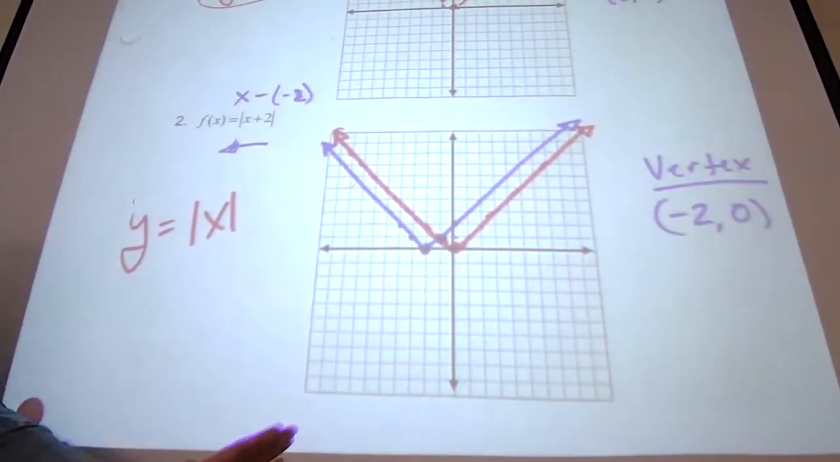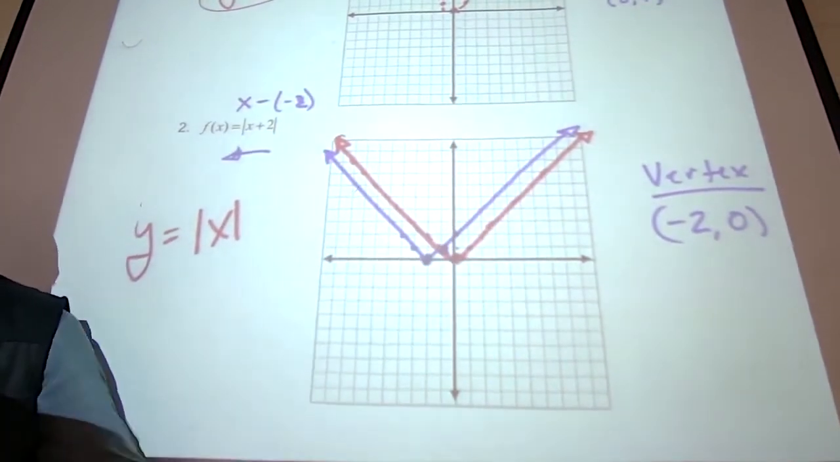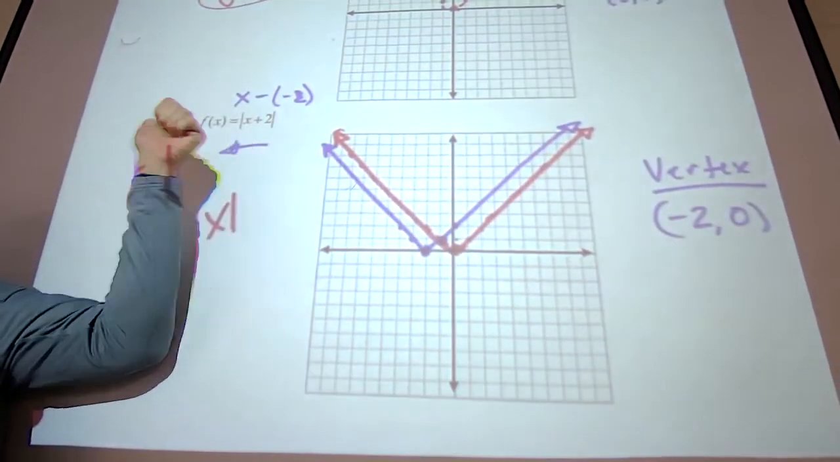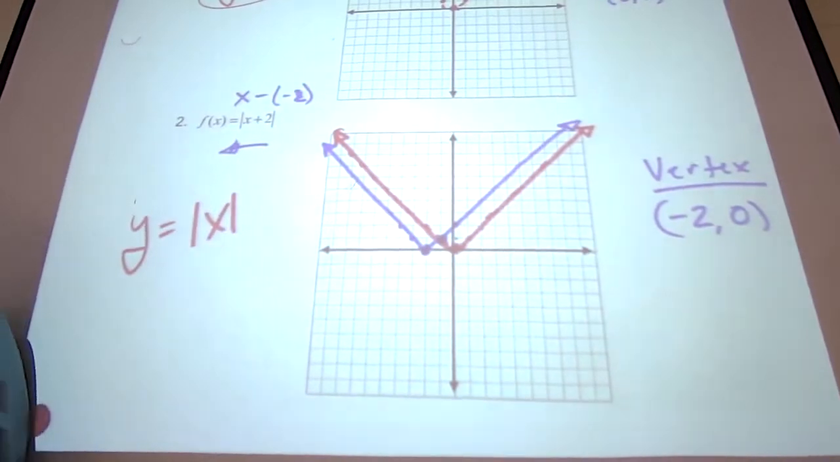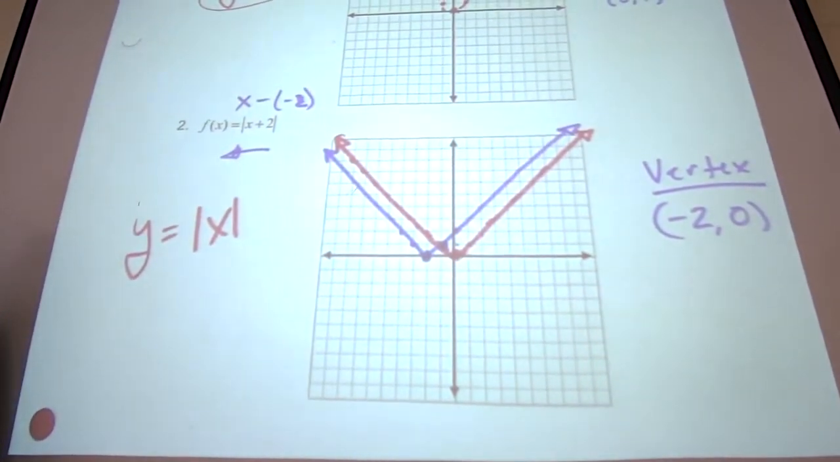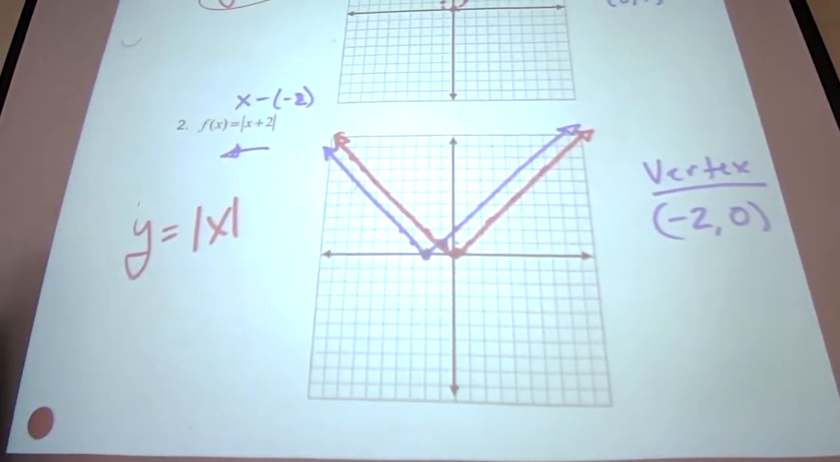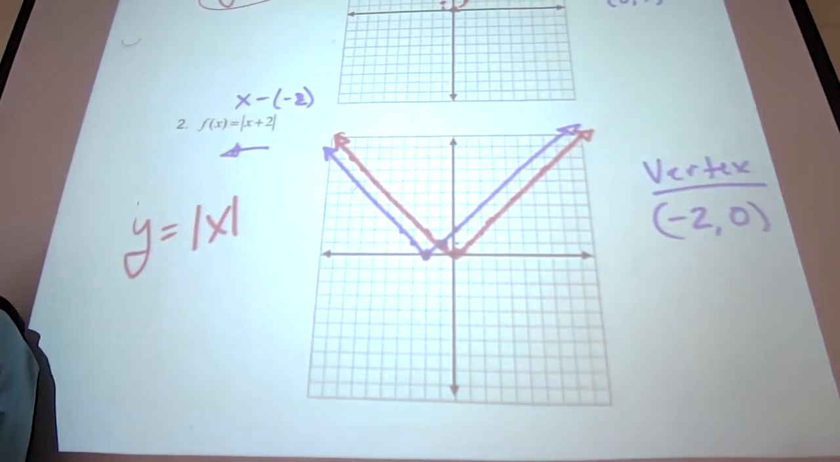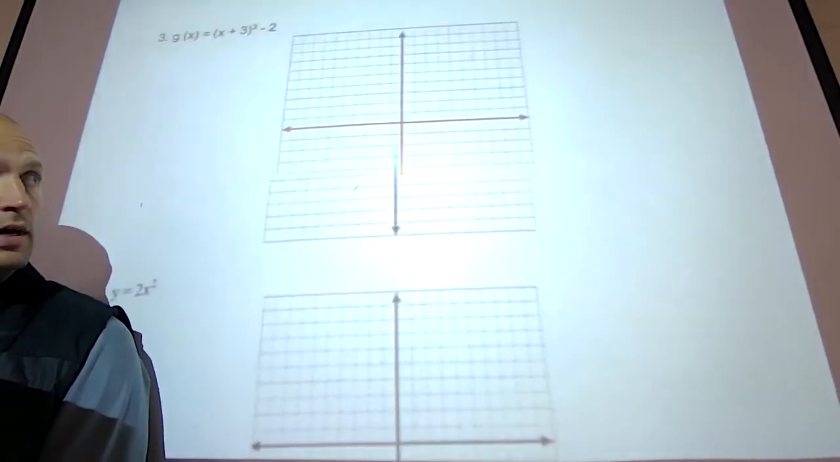Okay, so all I'm doing is I'm taking that parent function and I'm moving it over. Okay, in this case, I'm moving it to the left. We always say opposite of what you see in parentheses, absolute values or square roots. Okay, so let's put it together. Let's go on the back side.